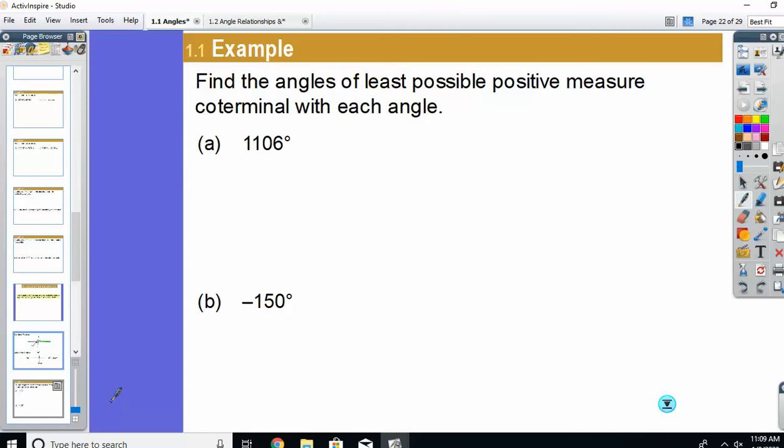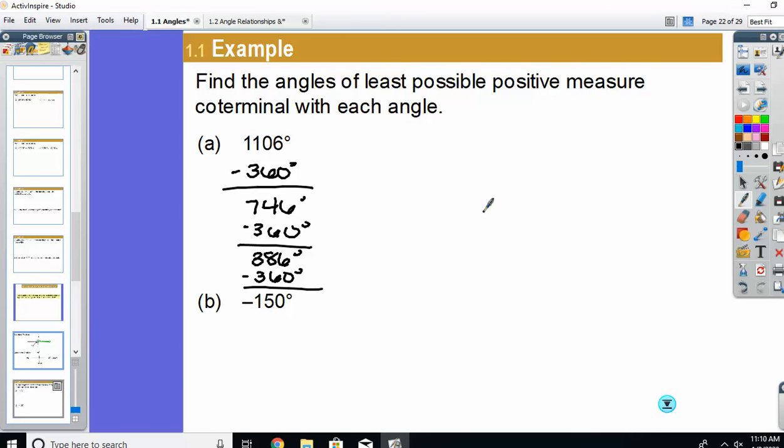So on this one, we would have to start by subtracting 360. So if we do that, that gives me 746. Is that small enough? No. So let's subtract 360 again. And that gives me 386. Is that small enough? Nope. So subtract one more time. And so the angle that we would use here would be 26 degrees. These are coterminal.